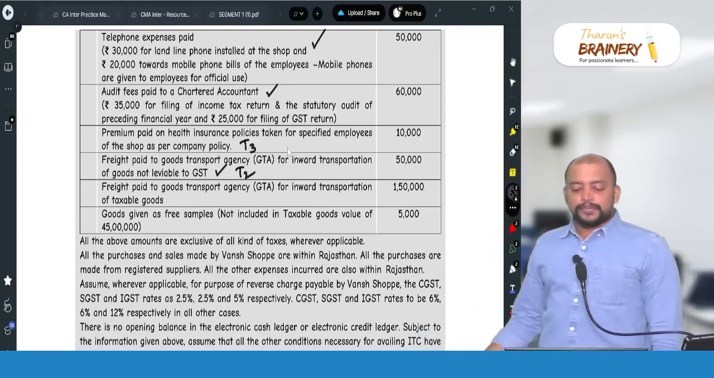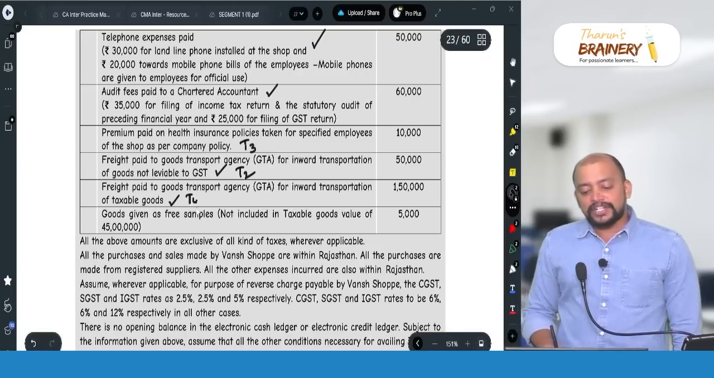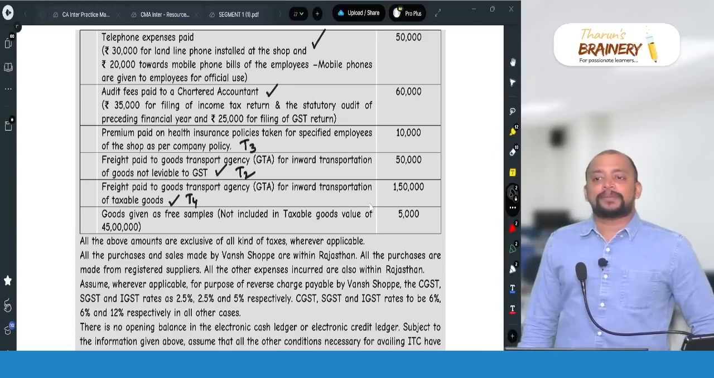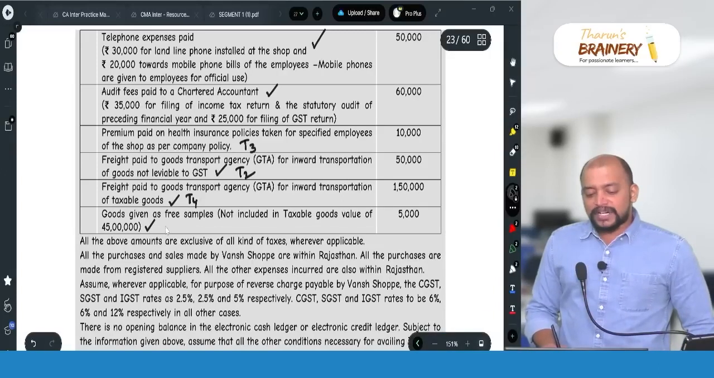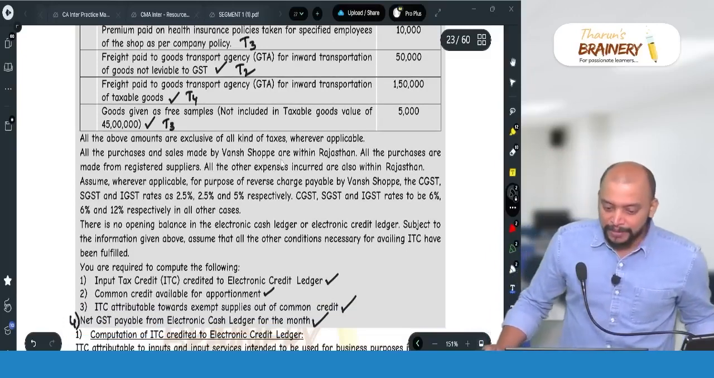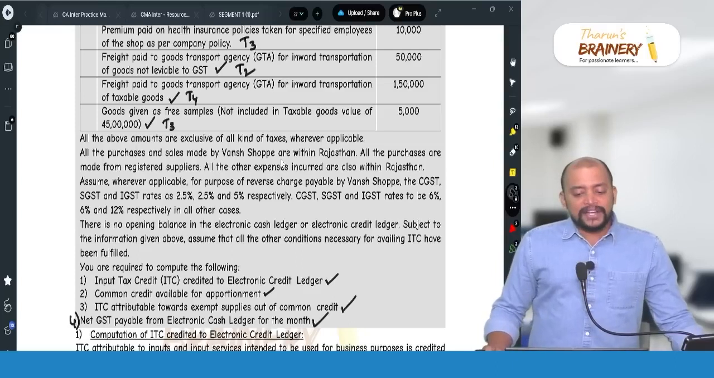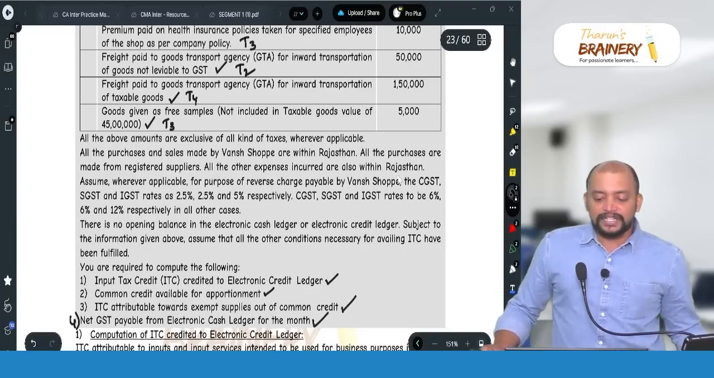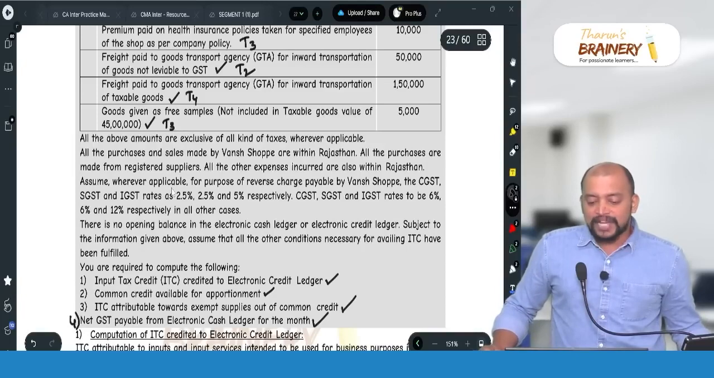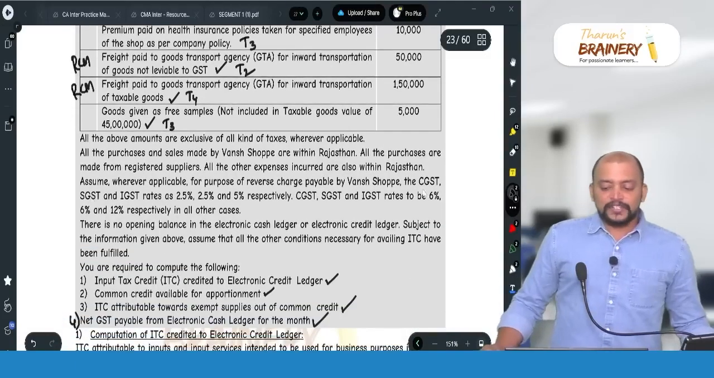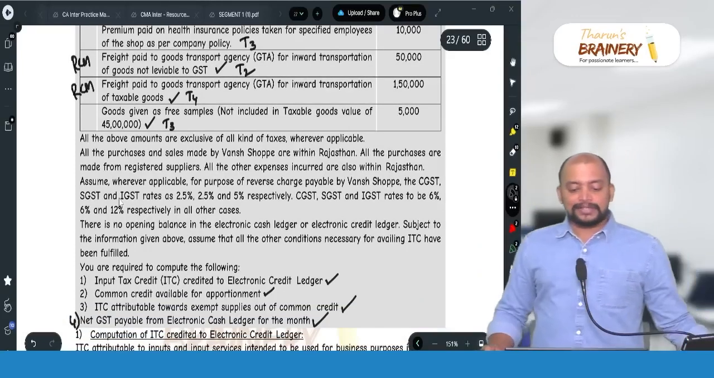Freight paid to GTA for inward transportation of taxable goods. We pay GST and it will come in T4, used for taxable. Goods given as free samples, not included in the taxable value, which means it will not become supply. So therefore, blocked credit. We pay GST, but it will come in T3. All the above amounts are exclusive of all kinds of taxes wherever applicable. All purchases and sales made by Van Shoppee are within Rajasthan, all the purchases are made from registered suppliers, and all the other expenses incurred are also within Rajasthan. Assume wherever applicable, for the purpose of reverse charge payable by Van Shoppee, on this GTA they pay GST under RCM. So this is RCM liability. And with respect to the others, GST will be 6%, 6% and 12% in all other cases.